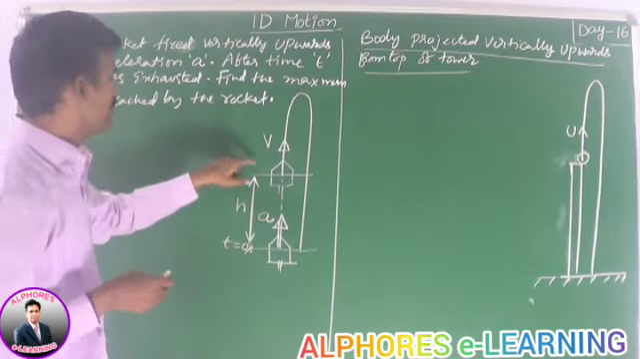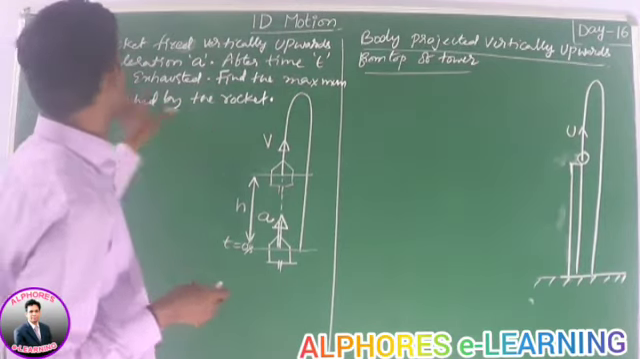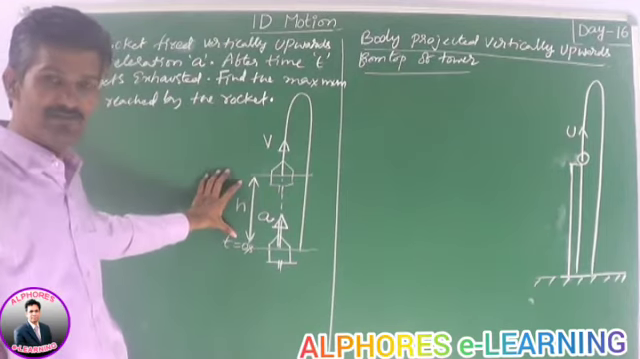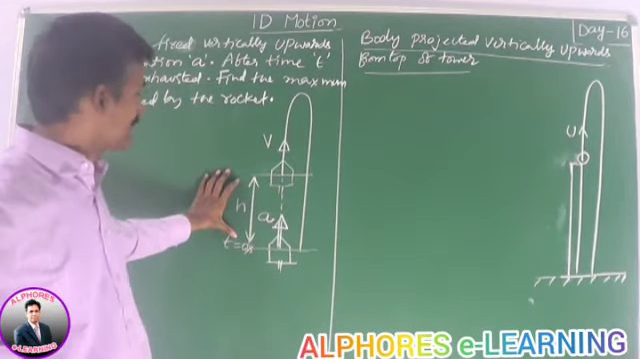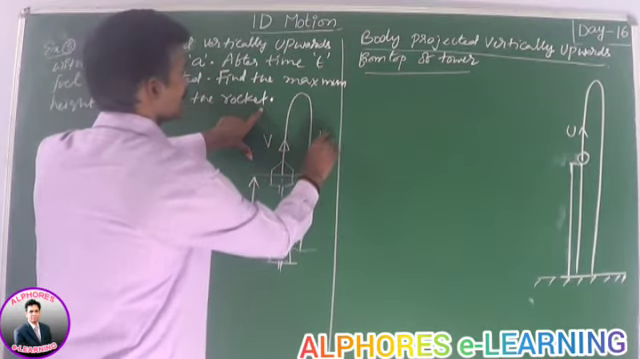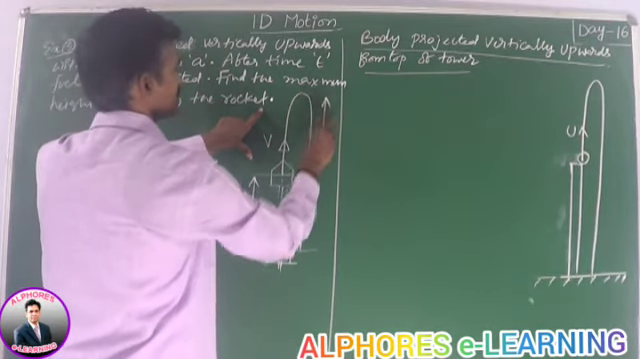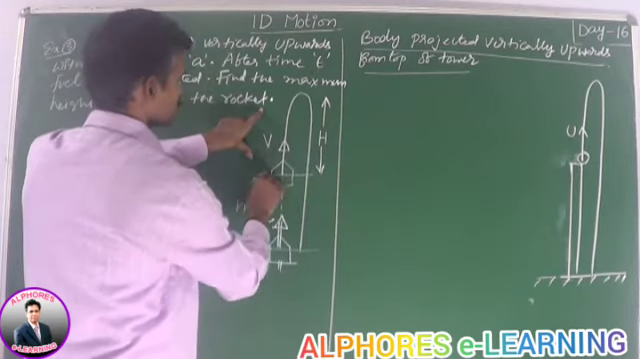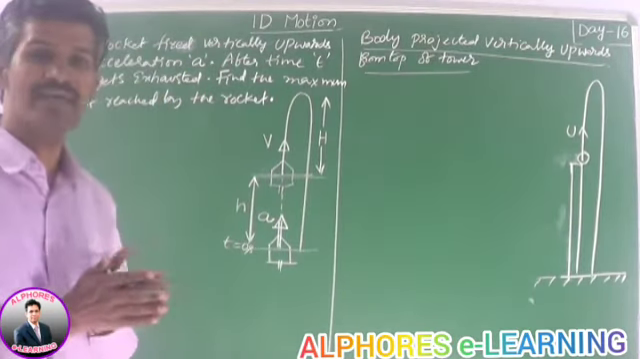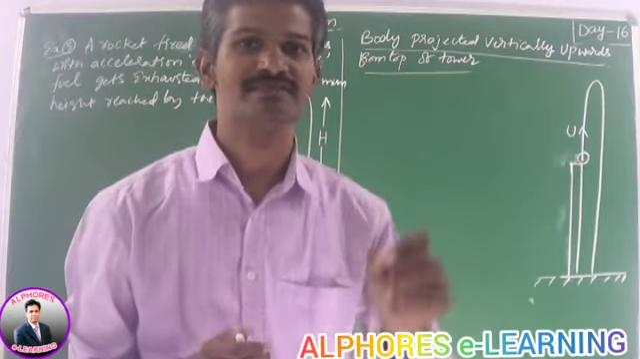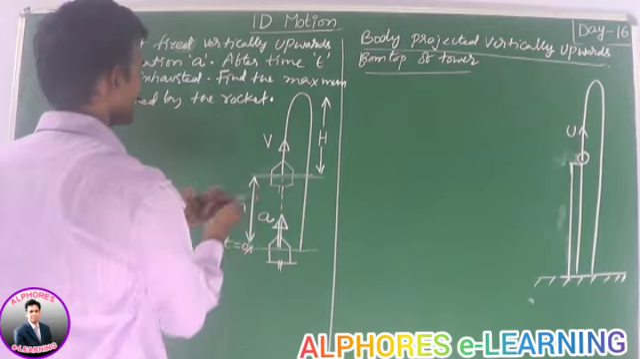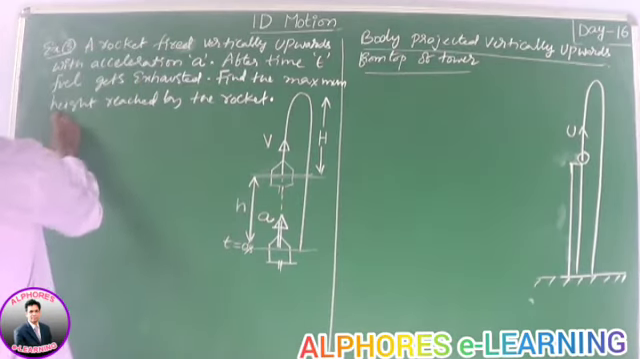So first of all, we have to calculate the maximum height reached by the rocket. Actually, with the fuel, the rocket travels a height h. Thereafter, it travels another height, suppose this is capital H. What is the maximum height reached by the rocket? That is small h plus capital H. We have to calculate those two quantities and add them to get the maximum height.